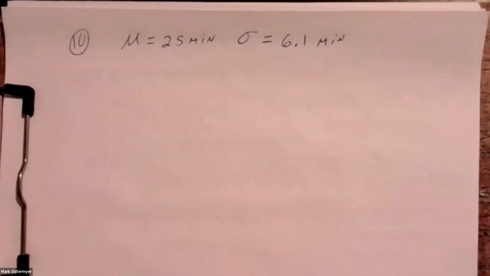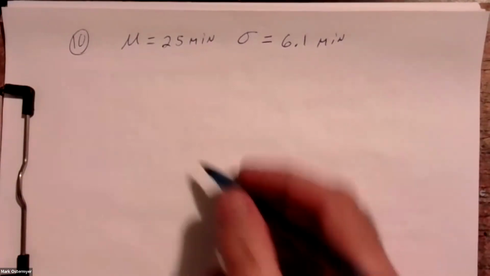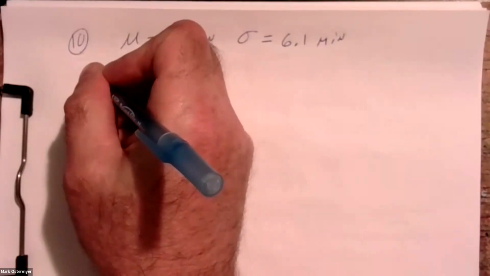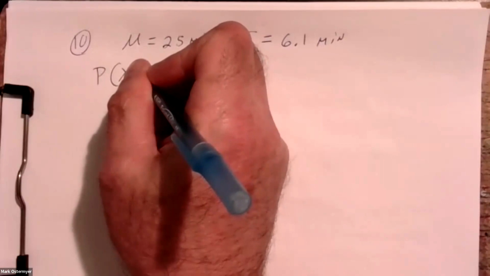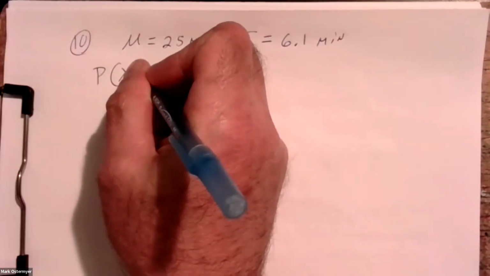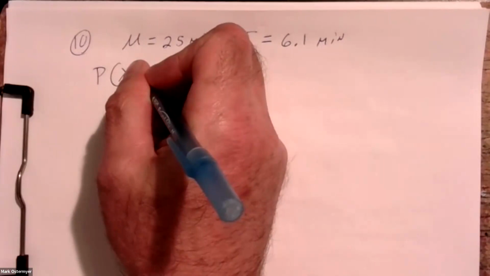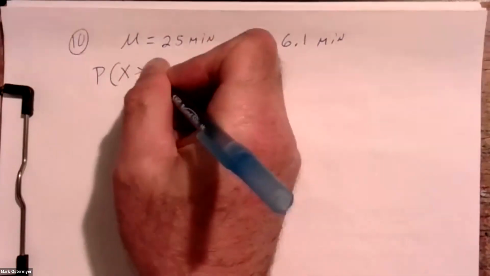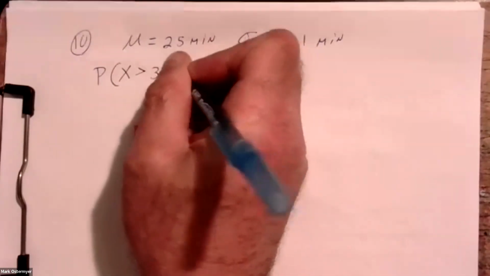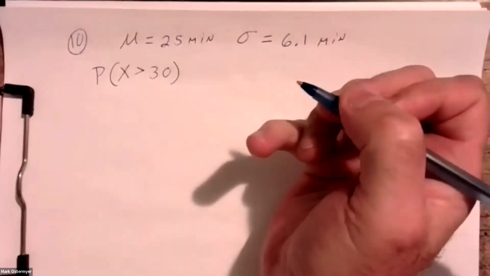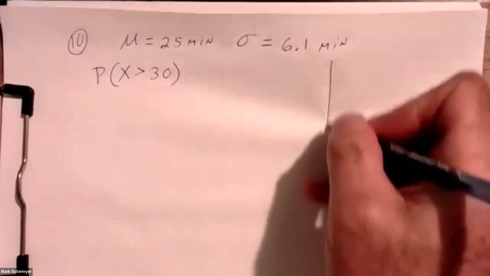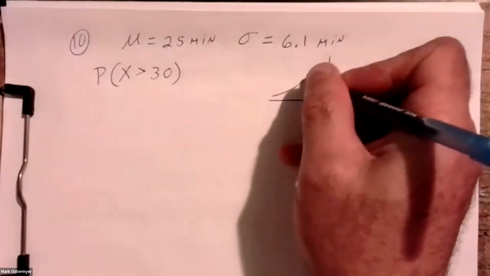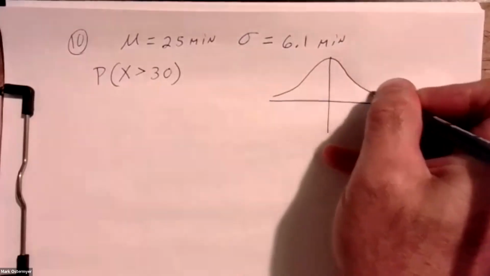They want us to find the probability that a randomly selected commuter spends more than 30 minutes commuting one way. So we want the probability that X, which represents the minutes that a randomly selected commuter commutes, is greater than 30 minutes. To do this problem, we're going to use our normal CDF function, to graph this probability as an area underneath the normal distribution curve.